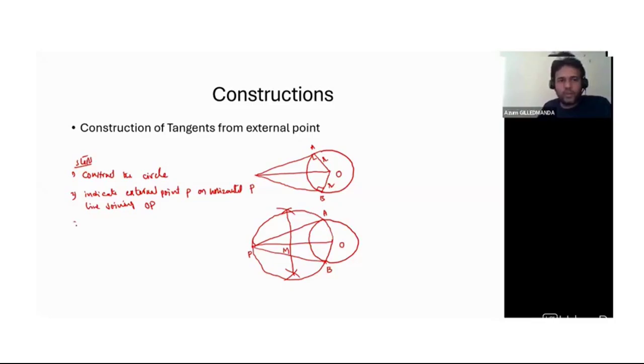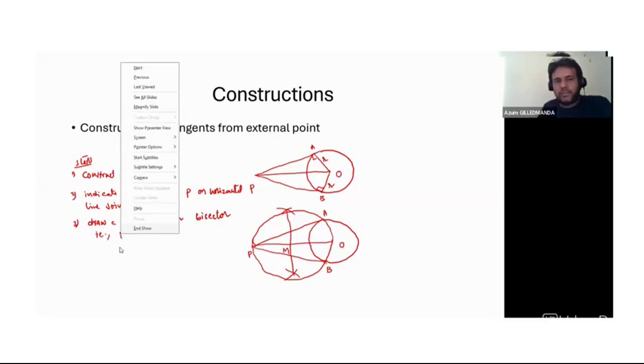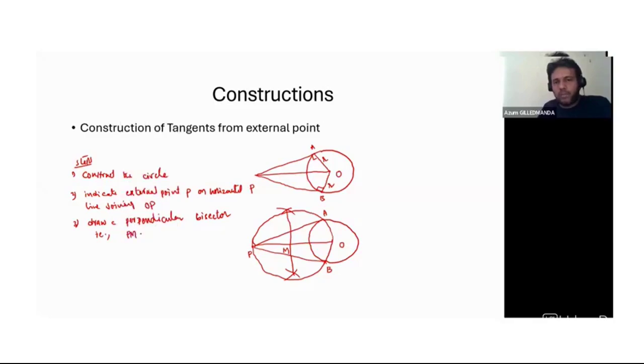Now, number three, for OP, we need to draw a perpendicular bisector. What a perpendicular bisector does is it divides that line segment into two equal parts. So PM equal to OM. Like that, you will get a midpoint.